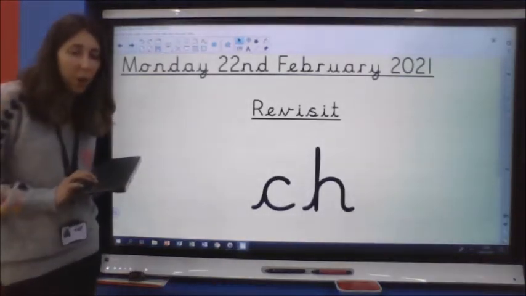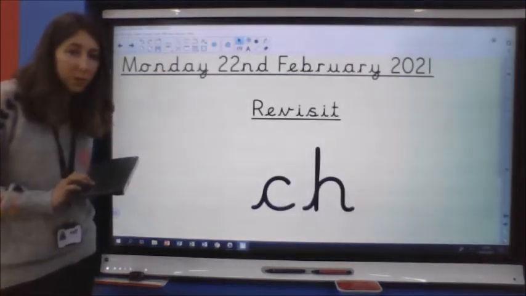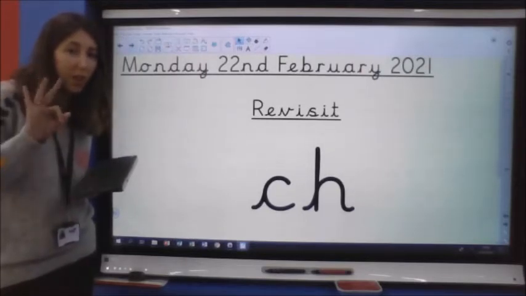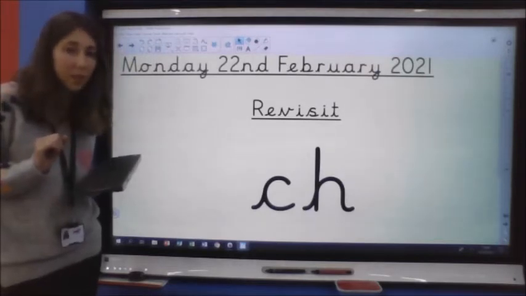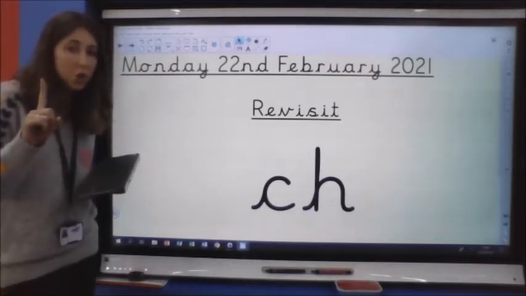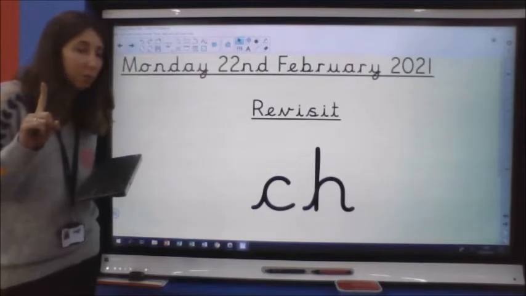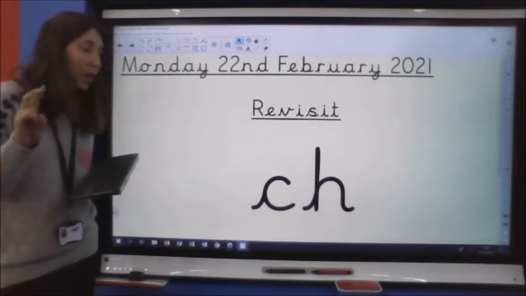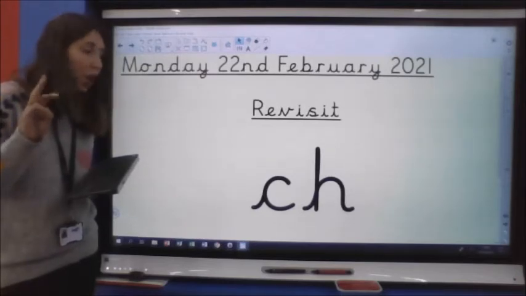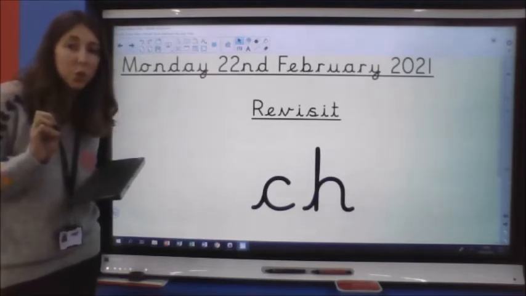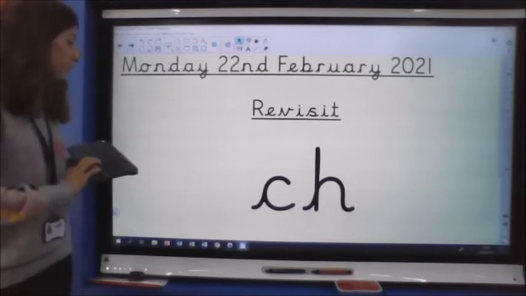Okay, what about that one? I think we have got 3 for that one. Can you remember the 3 sounds that C and H can make? It can make ch. It can make sh, like in chef, or it can make k, like in school. Well done if you remembered those.